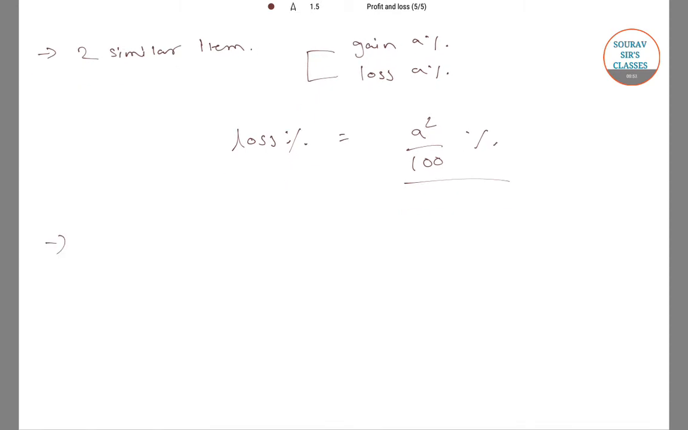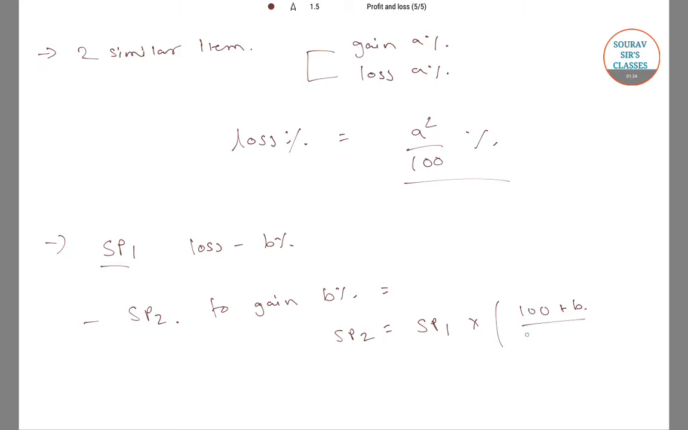Next is, if an article is sold at a selling price SP1, so if a person has sold an article at selling price SP1 and incurred a loss of B%, then SP2, the selling price to gain a profit of B%, will be given by SP2 is equal to SP1 into (100 plus B) into 1 by (100 minus B).